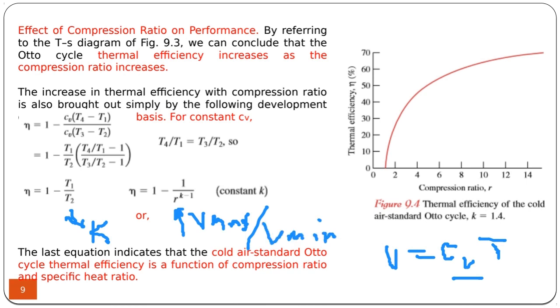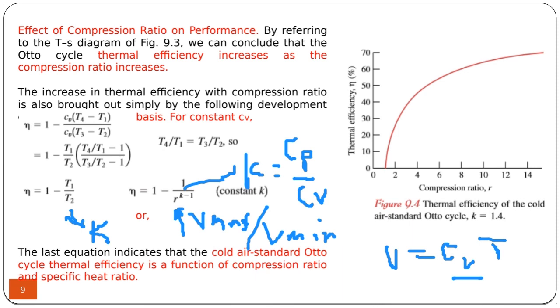And K is the ratio of the specific heat, which is Cp over Cv. Its value is about 1.4. You can use 1.4 for most of the cases. And if you use this value, you're going to obtain an efficiency for cold air standard analysis which is greater than the air standard, because this is not as realistic as the air standard cycle.